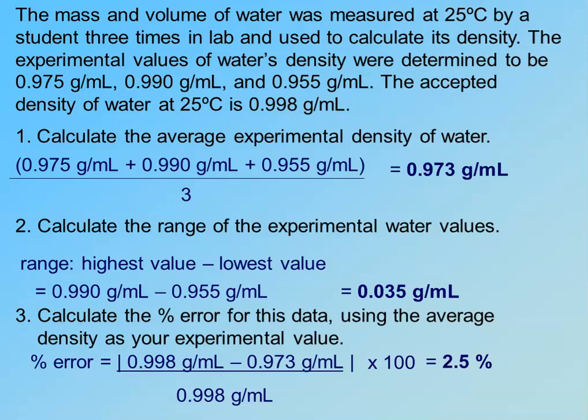So when I divide 0.035 by 0.973, and I turn that into a percentage, I get that that range is roughly 3.6% of my average value. That too is in that 10% threshold. So if my range is 10% of my average, if my percent error is under 10%, then I've had good precision and good accuracy. If I've gone over that 10% threshold, then my accuracy and precision is lacking.